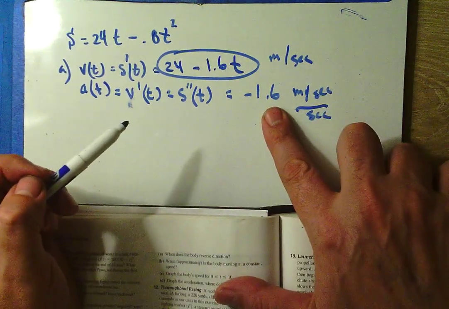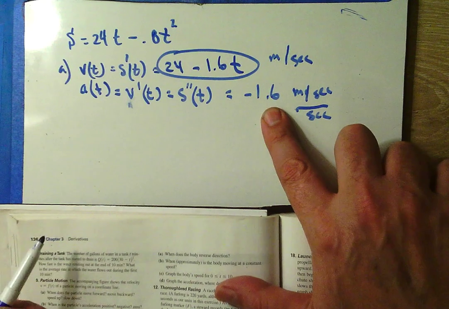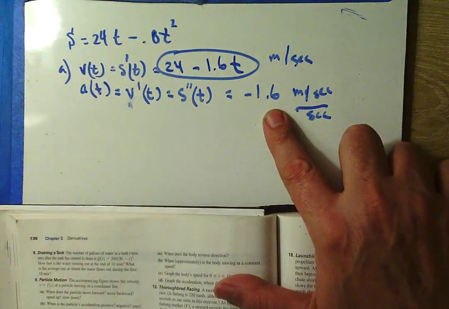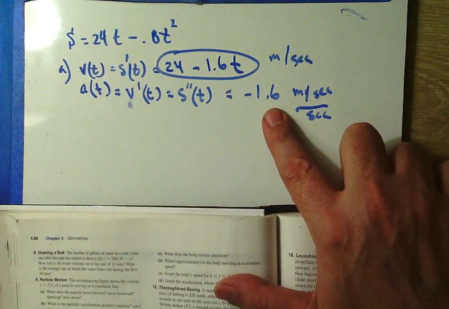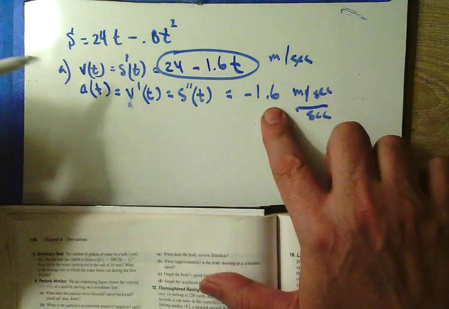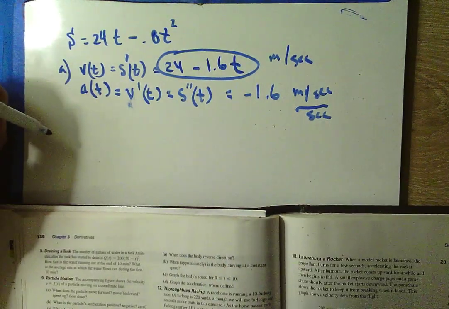This is the force of gravity on the moon. Ours on planet Earth is 9.5-ish meters per second squared. So there's a lot less gravity on the moon than there is here.